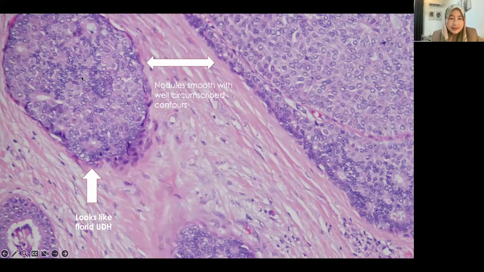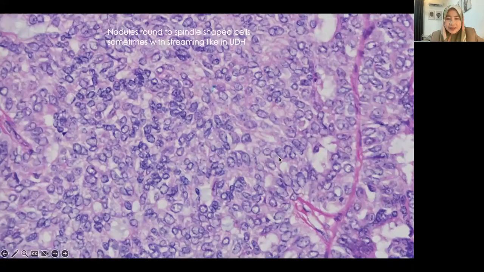If we look at the cells within this nodule, it looks like florid UDH with a heterogeneous type of cells, very low grade with a smooth outline here. And under higher power, what we can appreciate here, the cells show spindle sheet cells. Sometimes maybe not obvious here. Yeah, in other areas it shows a streaming pattern like in UDH.